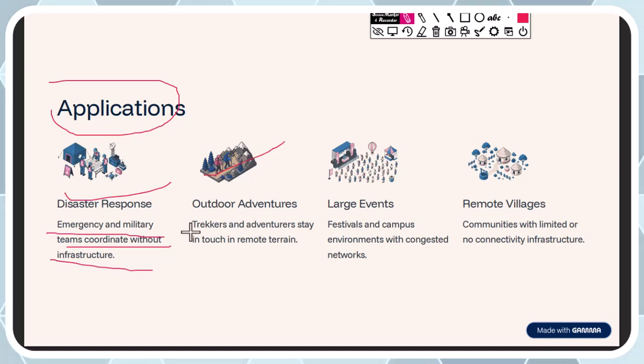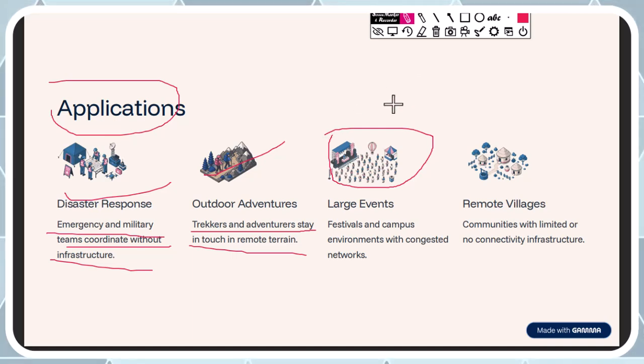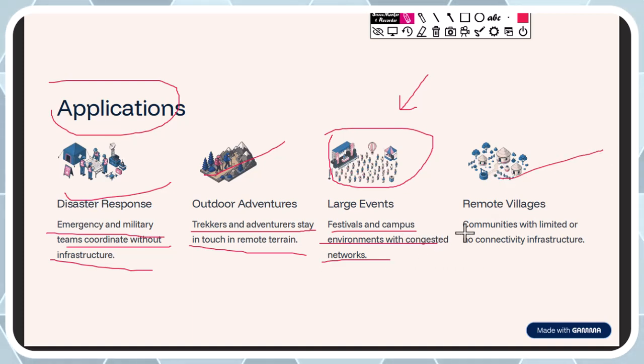Outdoor adventures: trekkers and adventurers stay in touch in remote terrains, because in those places cellular networks or network infrastructure is not available. Large events: if you are at a large event, all the people can open Bluetooth. They are connected with the help of this technology, and there is no need for the cellular network. Festival and campus environments with congested networks. Remote villages communicate with limited or no connectivity infrastructure.